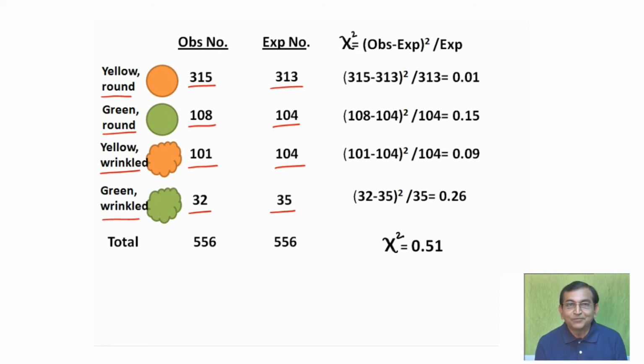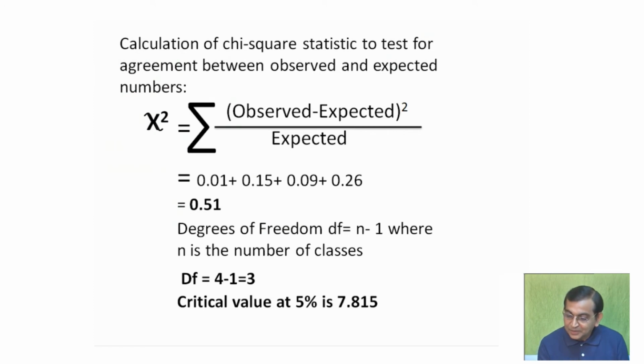Now the Chi-Square formula is the summation of observed minus expected whole square divided by expected. That is the calculation of the Chi-Square value. Now the Chi-Square value was found to be 0.51.